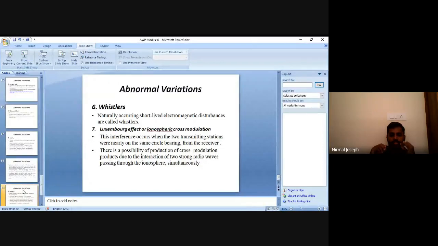So these two strong radio waves can interact together, and sometimes if we are tuning for one station, we will receive the other, and if we are tuning for the next station, we will receive the first station. This can happen.